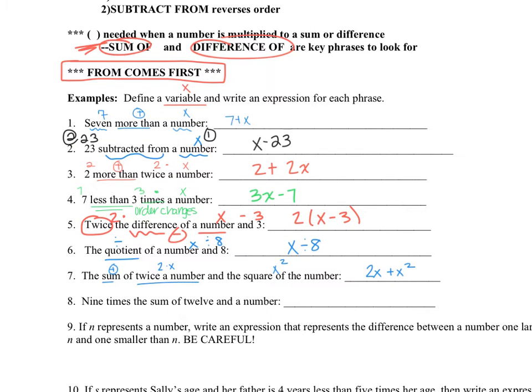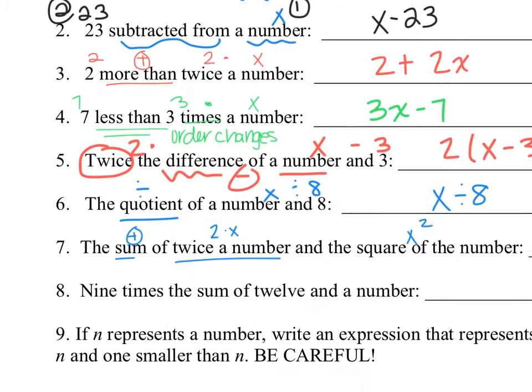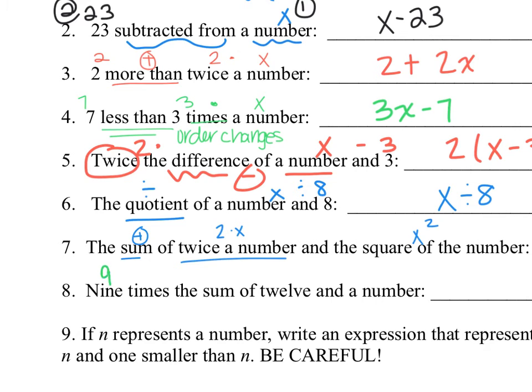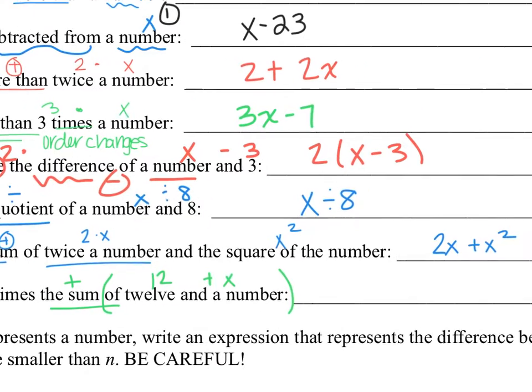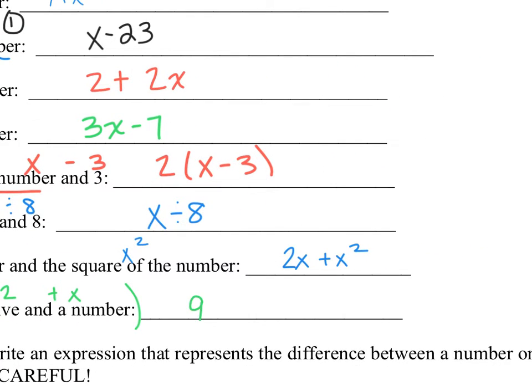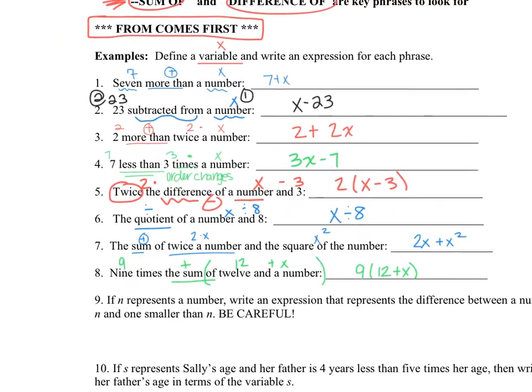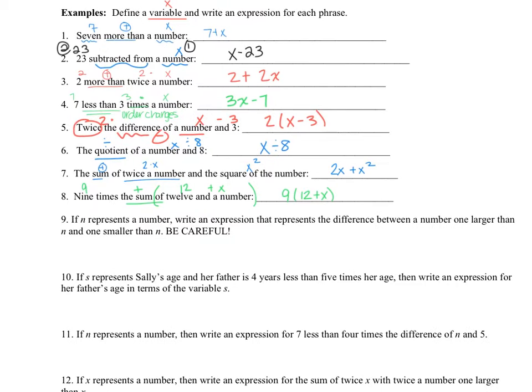Now, 9 times the sum of 12 and a number. Well, I have the number 9. Sum of means parentheses. 12 and the number. Don't know what the number is, so I'm going to do 12 plus x, so 9 times 12 plus x. And again, you can distribute and simplify and get a nice answer.